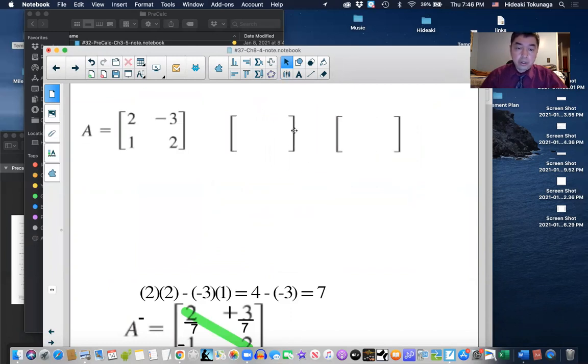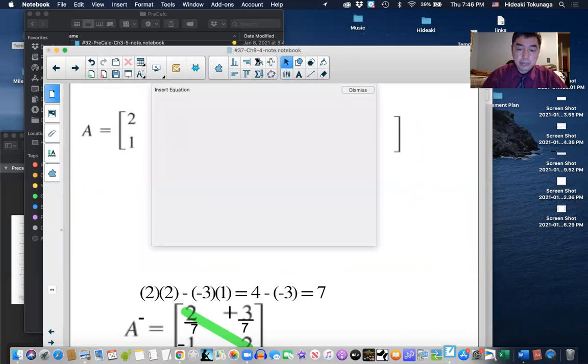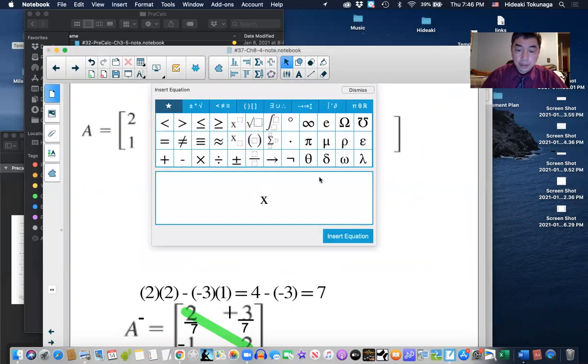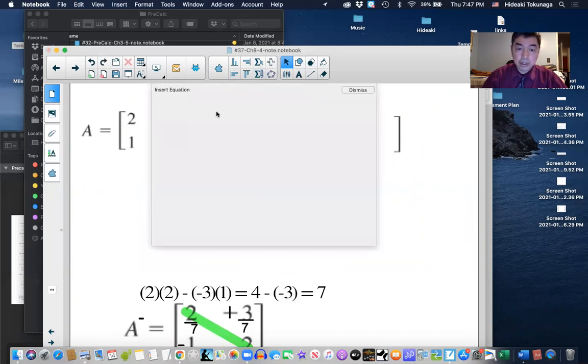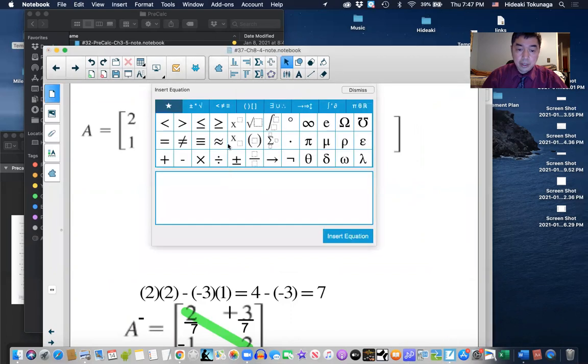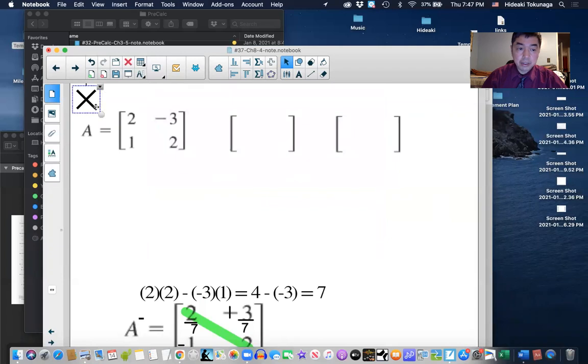So you multiply this. Let me put the multiplication sign. Okay, I put the X, so the multiplication sign is here. I will multiply those 2 matrices, matrix A times A inverse, which is this one.